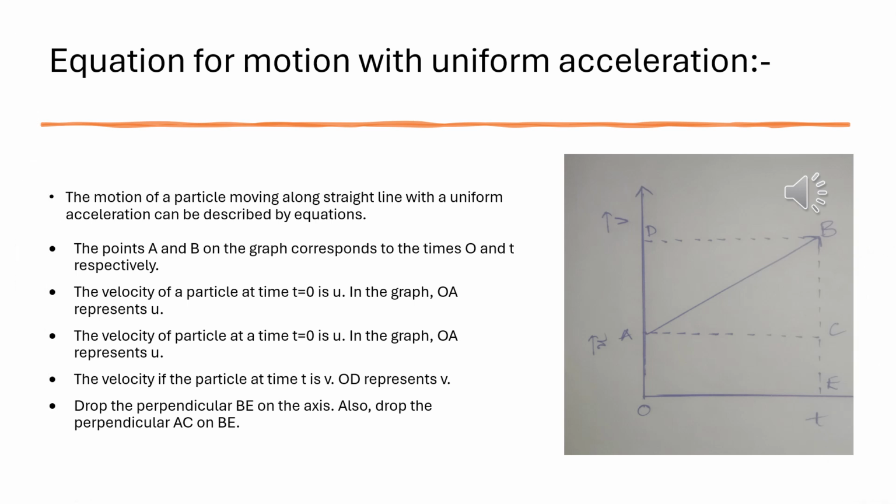Equations for motion with uniform acceleration. See the given figure to understand the lines. The motion of a particle moving along a straight line with a uniform acceleration can be described by equations. The points A and B on the graph correspond to the times 0 and t respectively. The velocity of a particle at time t equals 0 is u. In the graph, OA represents u.